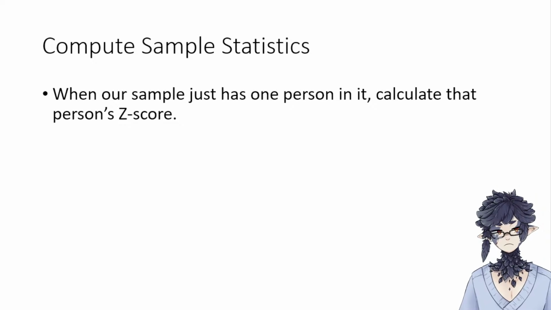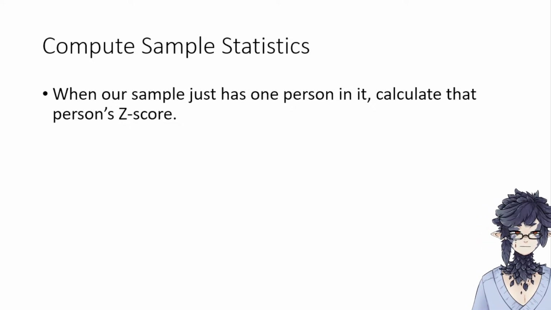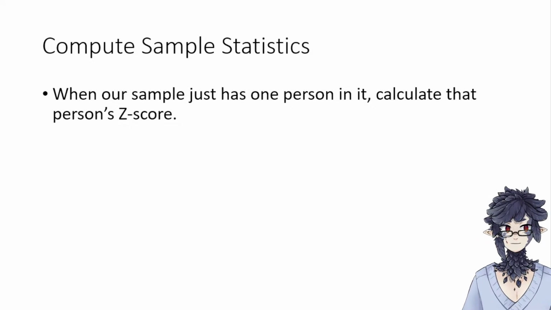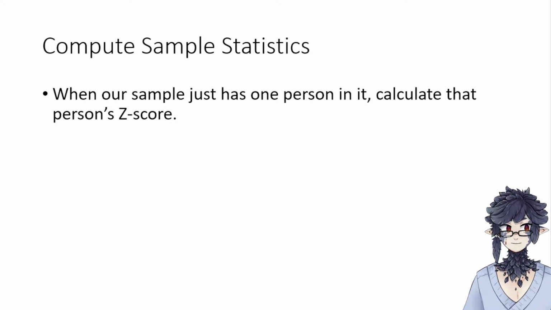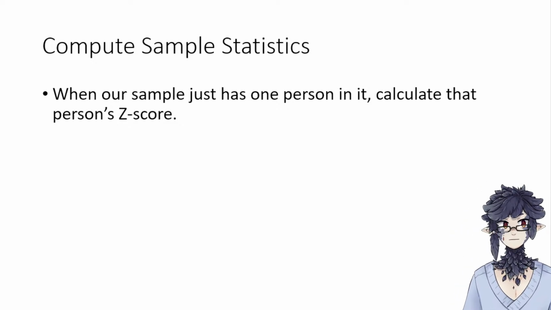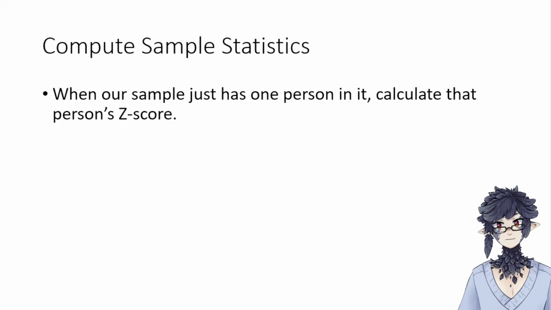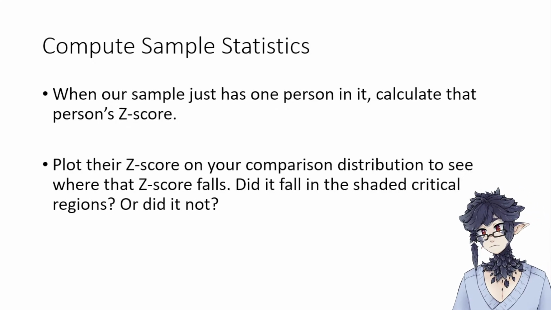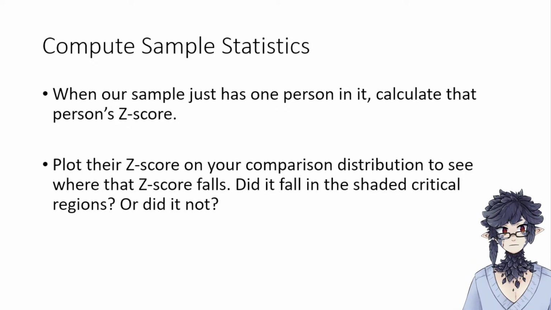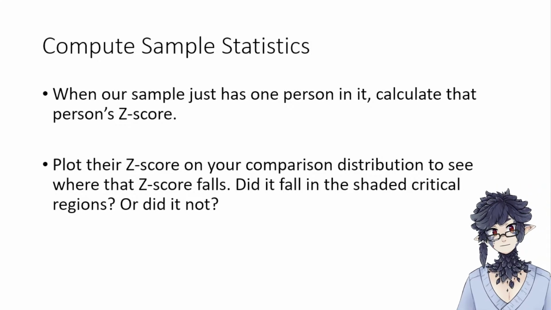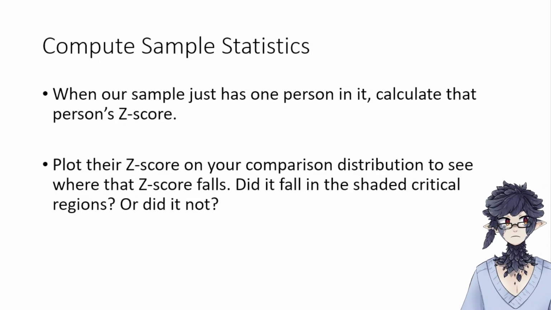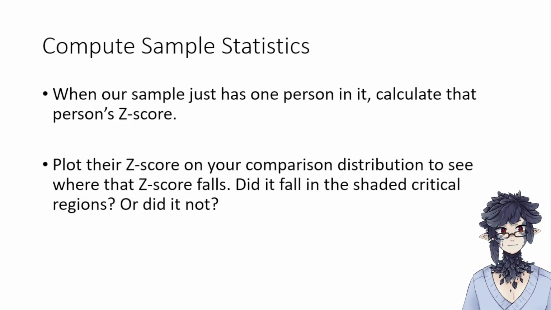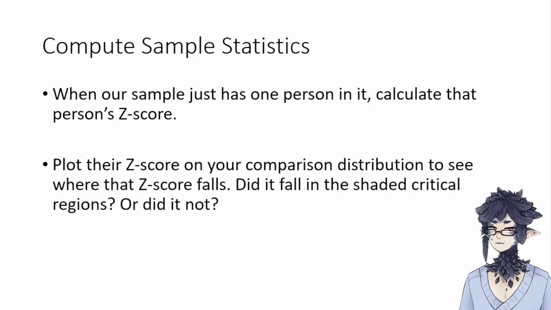So then we do our stats. For now, because the only thing that I've gone over in this series is z-scores, if you just have one person, let's say you're only comparing a single person to the general population, you calculate a z-score. You plot your z-score on your comparison distribution, and you see where it falls. Is it in the critical region? Is it that far from the mean? If so, reject the null. If it's closer to the mean than the critical region, if it's inside the body of the distribution, you fail to reject the null.